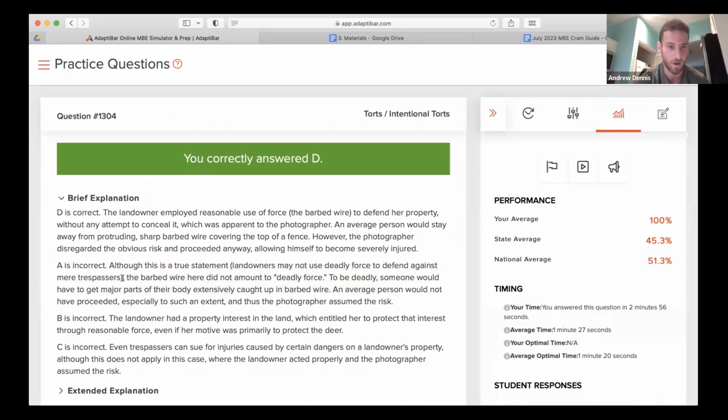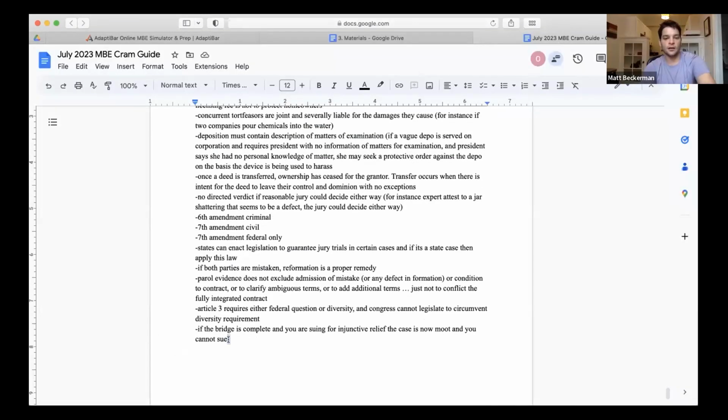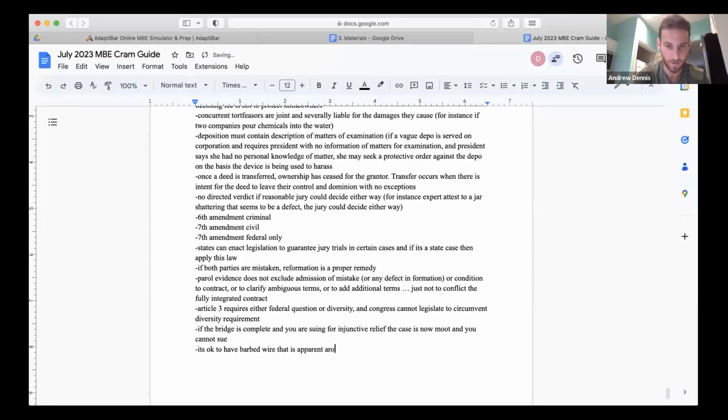You see it all the time. Although this is a true statement, the barbed wire is not deadly force. To be deadly, someone would have to get major parts of their body extensively caught up in the barbed wire. An average person would not have proceeded, especially to such an extent, and thus the photographer assumed the risk. It's okay to have apparent barbed wire around property that people intrude upon to hunt.